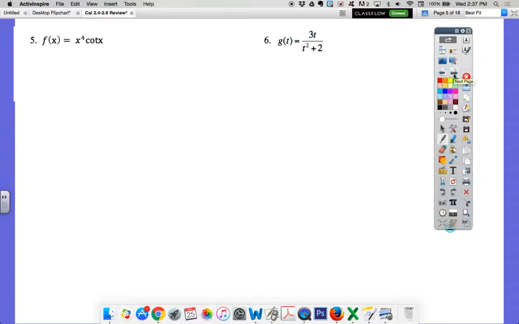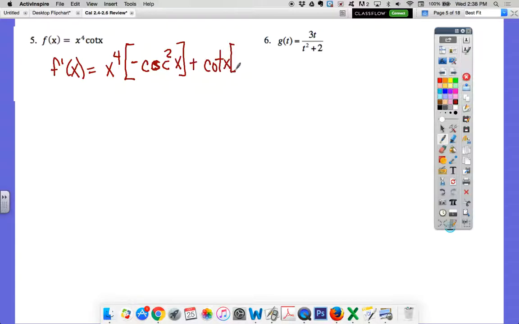Okay, for number 5, we do have product rule. So we do have to start with that one. So we have x to the 4th. Now let's do the product. The derivative of cotangent of x is going to be negative cosecant squared x. And then we're going to have a plus sign, and then we're going to have cotangent x. And the derivative of x to the 4th is 4x cubed.